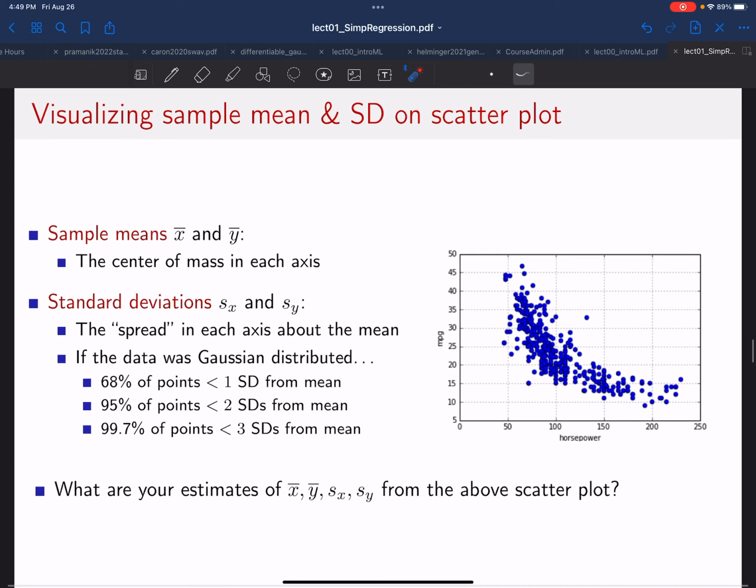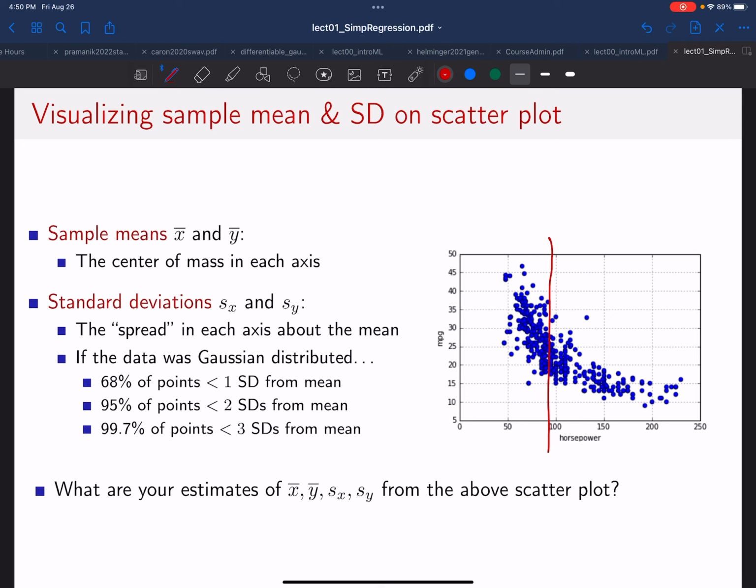Okay, and then what about the standard deviation? In that case, we want to take our mean, maybe it's here, and then we want to say how far on average are things away from that. So what would you guess for the horsepower standard deviation would be? 20, 30. Okay, sure. We'll actually compute them in a couple slides, but it's just kind of an exercise to estimate them just so we understand what's happening.